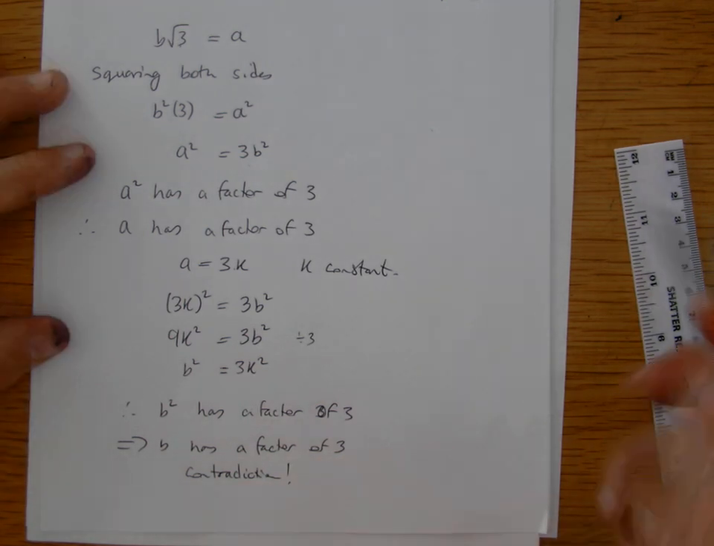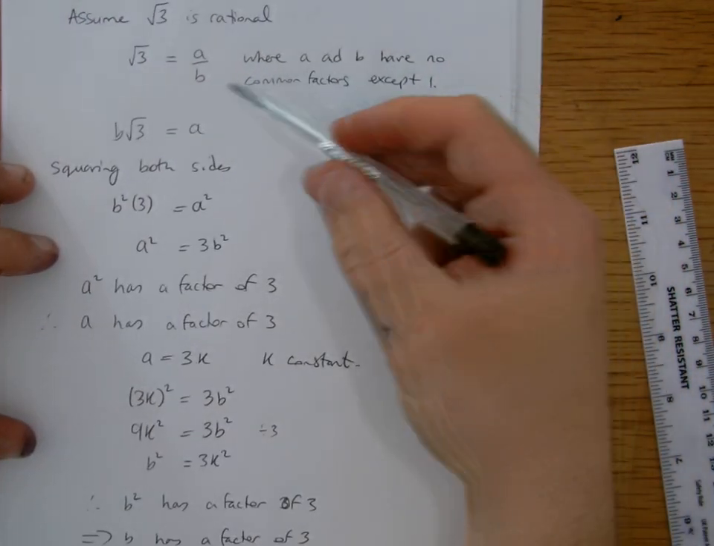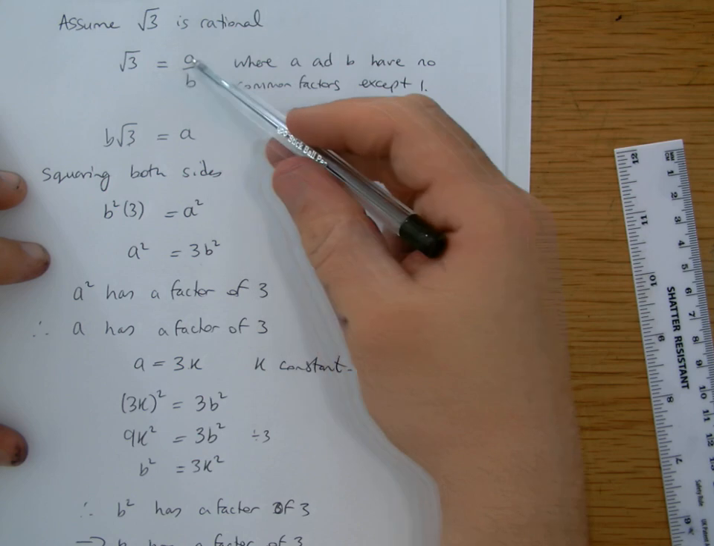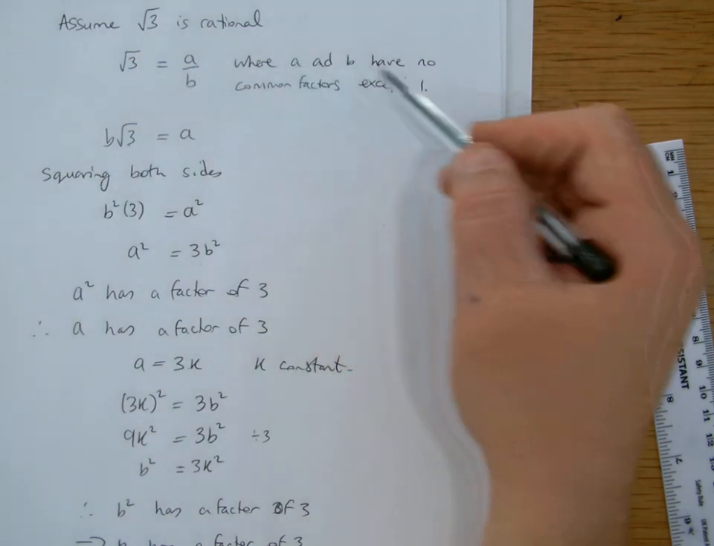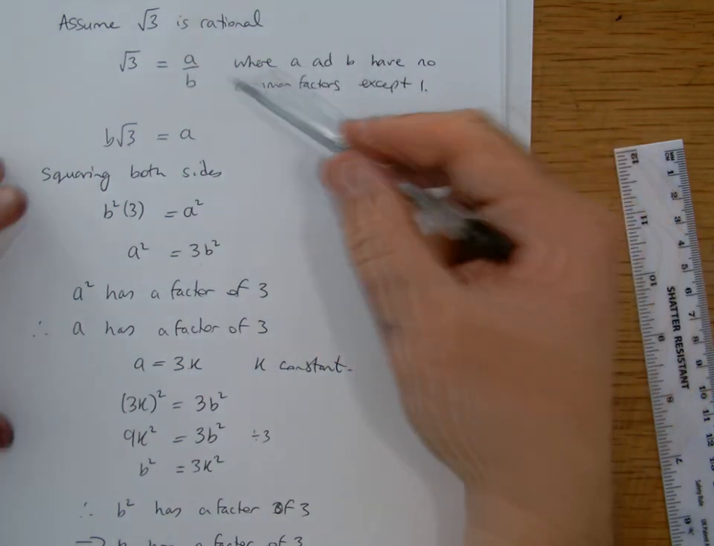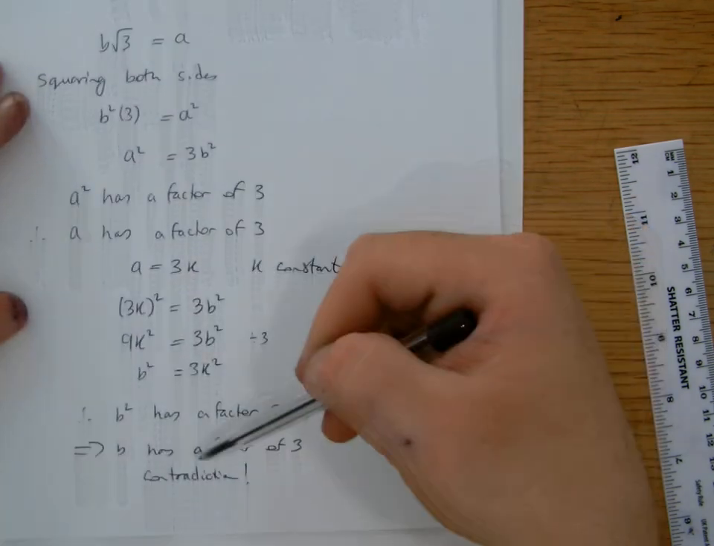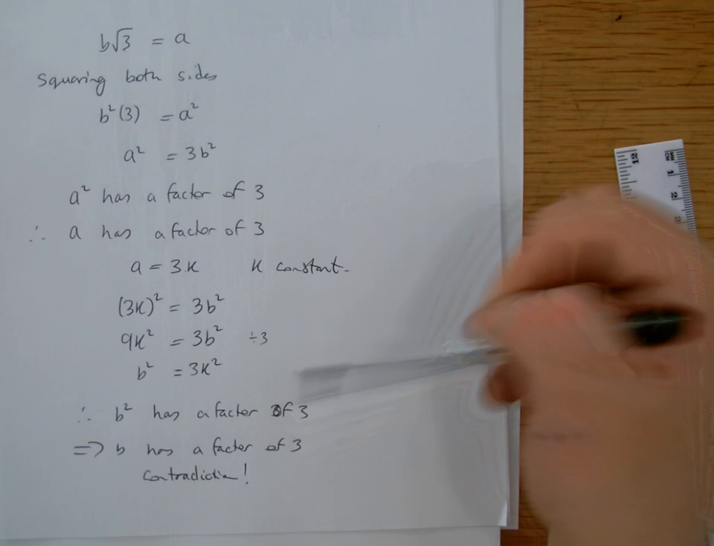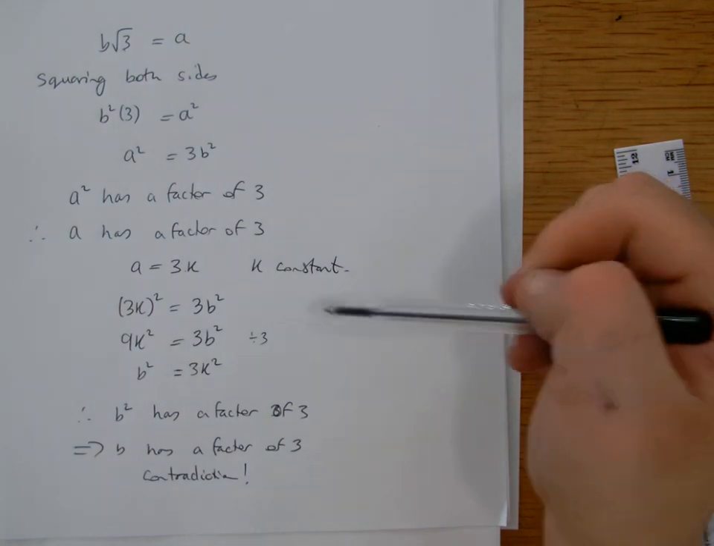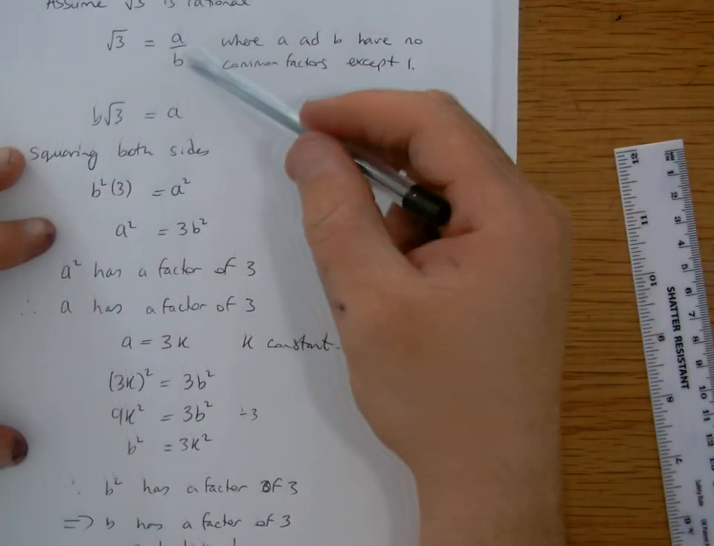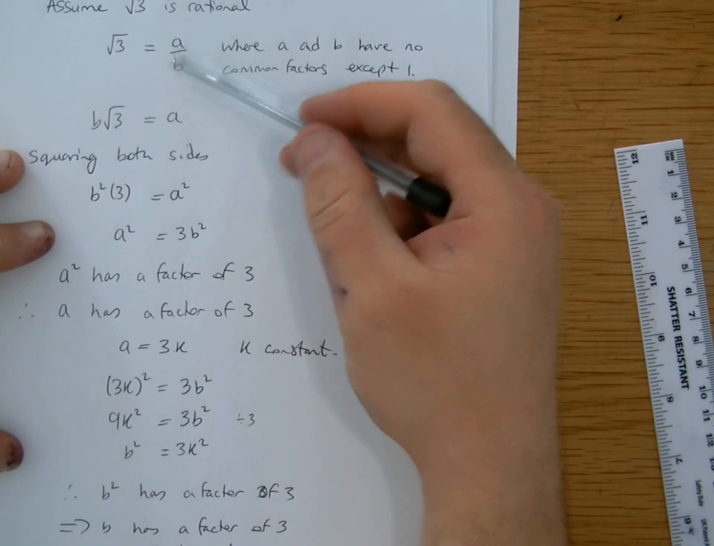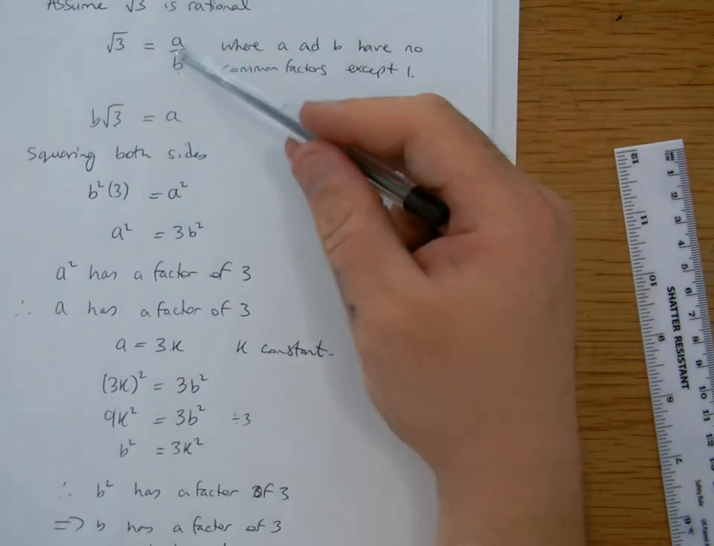Because we said in the definition at the start that root 3 can be written as a over b, where a and b have no common factors. What we've established in this situation is that a is a factor of 3 and b is a factor of 3. Well, they've got a common factor other than 1. They've got a common factor of 3. Therefore, this can't actually happen. You can't do this where a and b have no common factors.